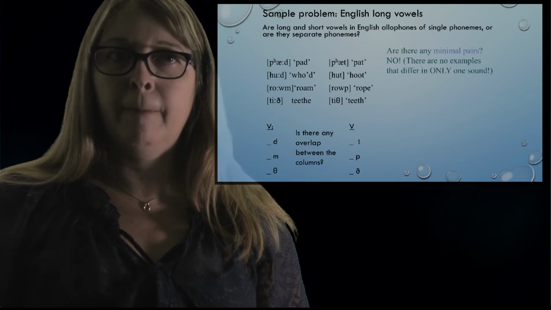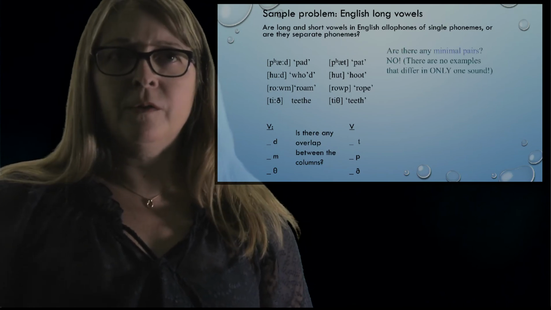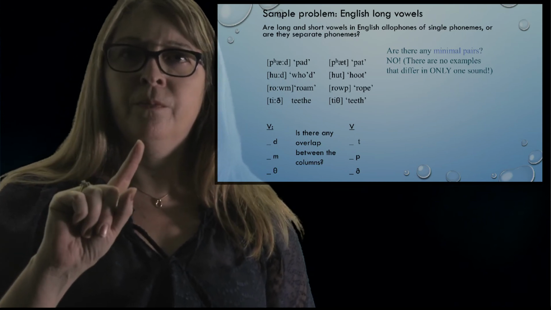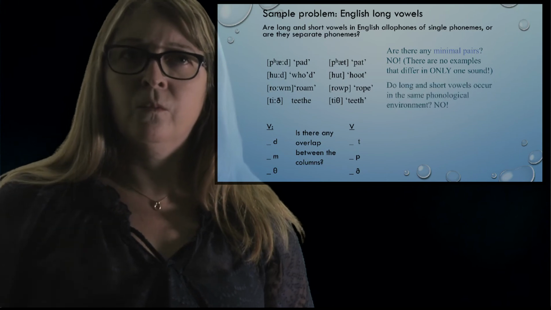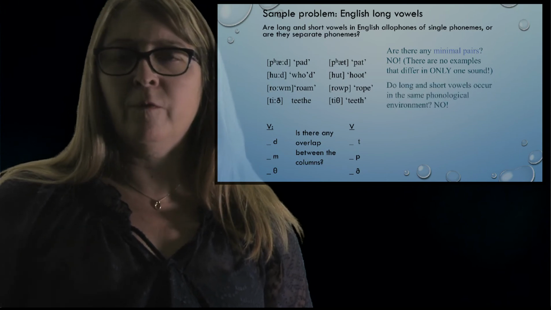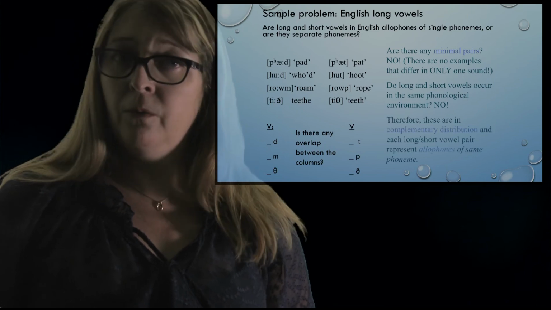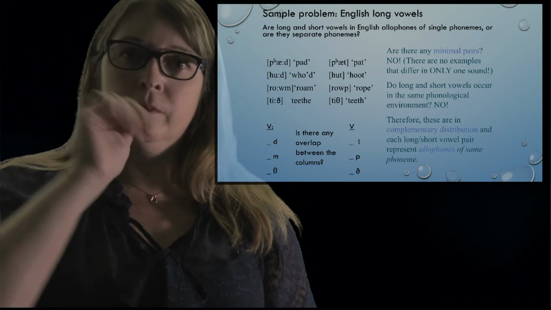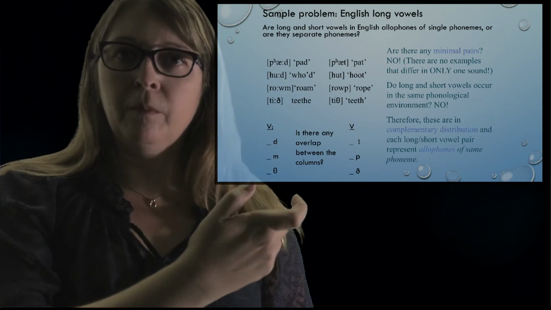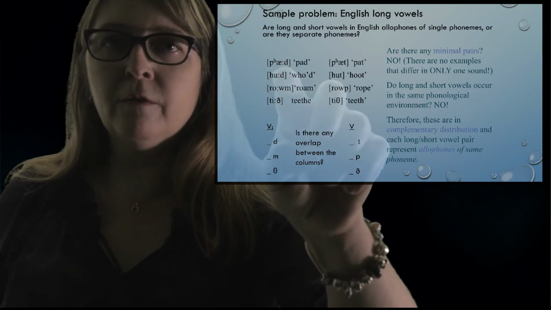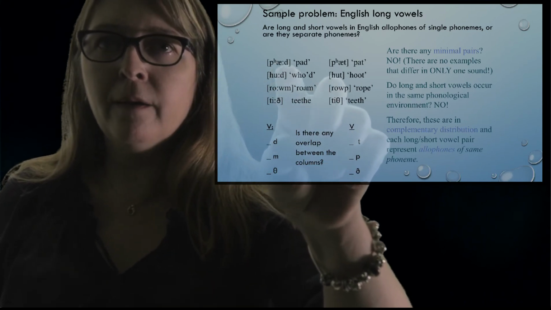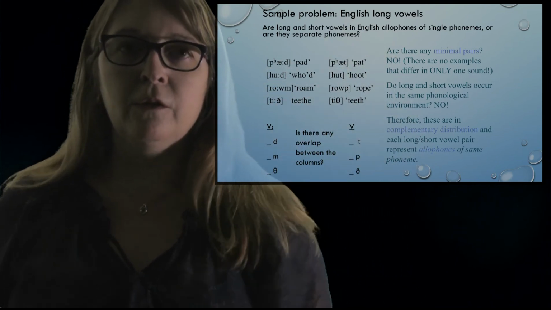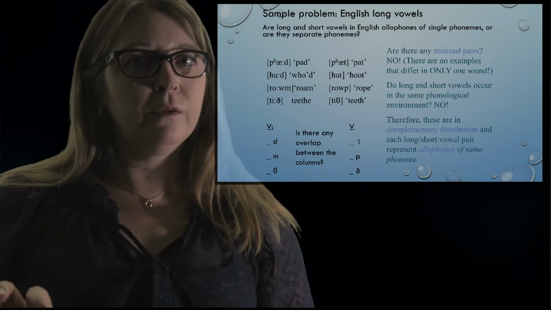Okay. Are there any minimal pairs? No. It's only the difference of a sound, right? Do long and short vowels occur in the same phonological environment? No. So they are in complementary distribution. So they're allophones of the same phoneme. So if you see this phoneme, a and a, the only difference you have here is the colon, which is the elongation. So it's an allophone. It's not a phoneme.